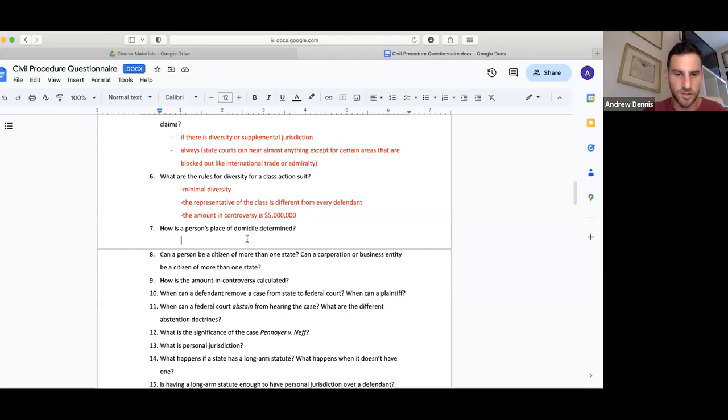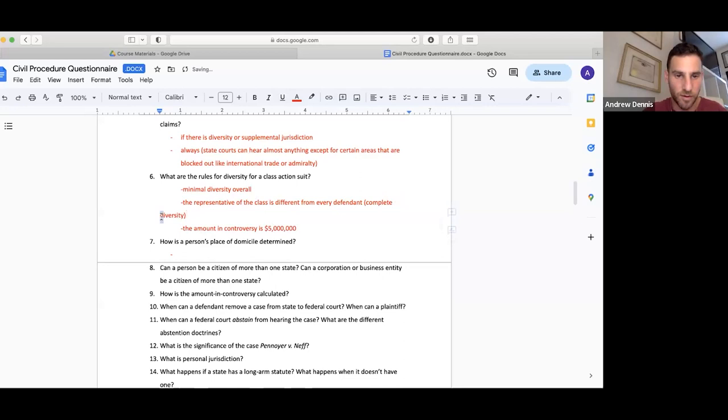So how is a person's place of domicile determined? We could do this one, right? So you need minimal diversity overall and complete diversity for class reps. Class reps are generally like 2 people out of 1,000. So I am right. Minimal diversity overall, and the representative class is different from any defendant, which is complete diversity. Complete diversity for the representative, minimal diversity overall. Probably won't come up, which makes you feel better.